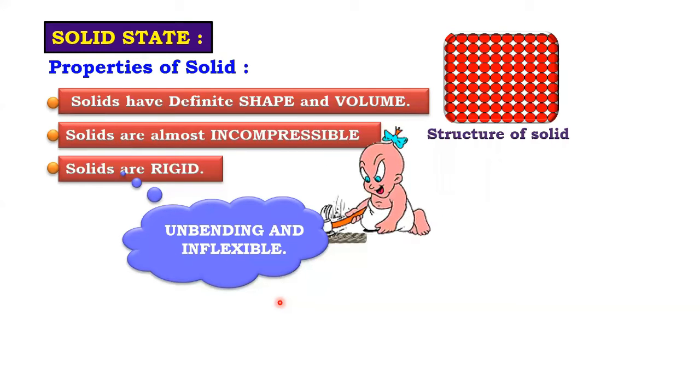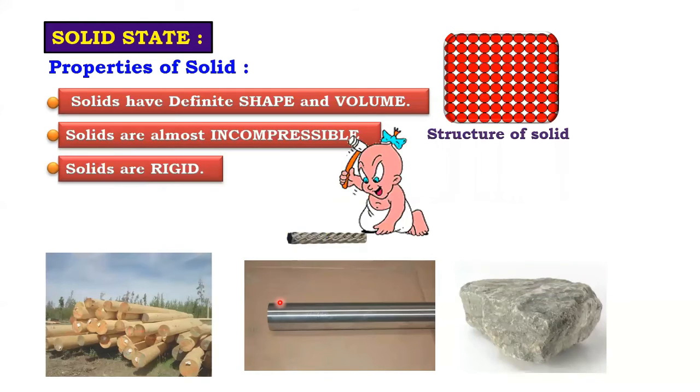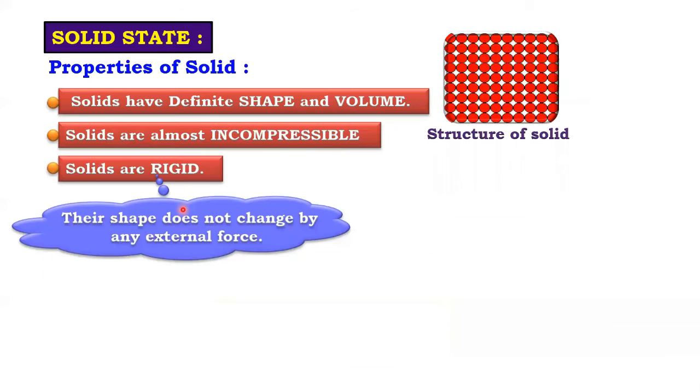Okay, आगे देखते हैं. So examples of all these are logs of wood. It can be a rod of metal, or it can be hard rocks or ores. Okay. So these are all the materials which have the rigidity property as a solid. Apart from that, what we can say is that solids' shape does not change by any external force. Okay. Let's now talk about the next.